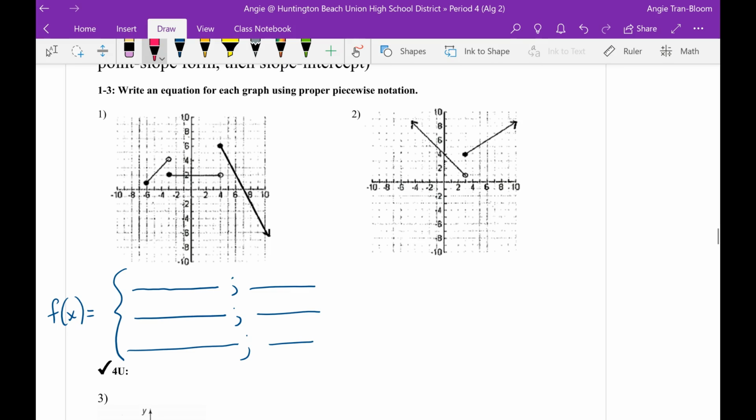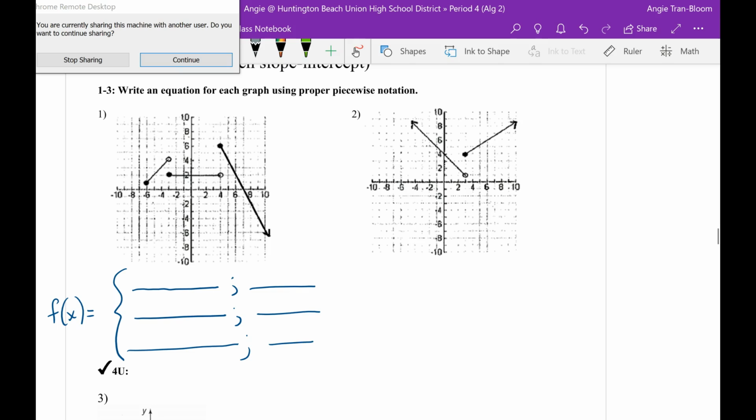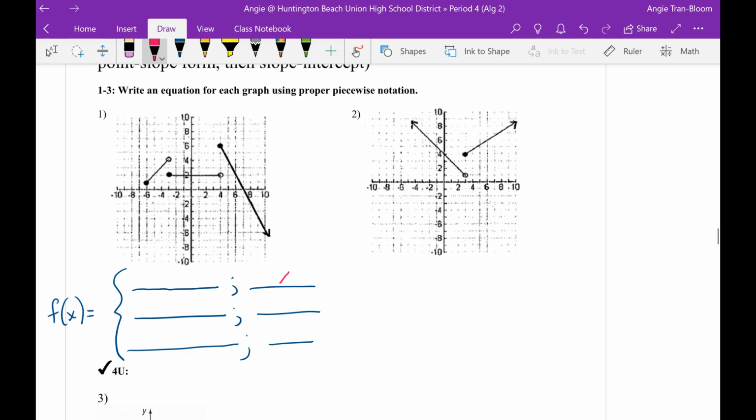From where? -6 all the way to what? Yes, that's all you got to do on that first line on the right. Okay, so x is in between -6, and I'm using an equal to as well. How or why? Because it's a closed circle. And it goes all the way to, what number did you say? And I'm not using equal there. How come? You're right, okay?